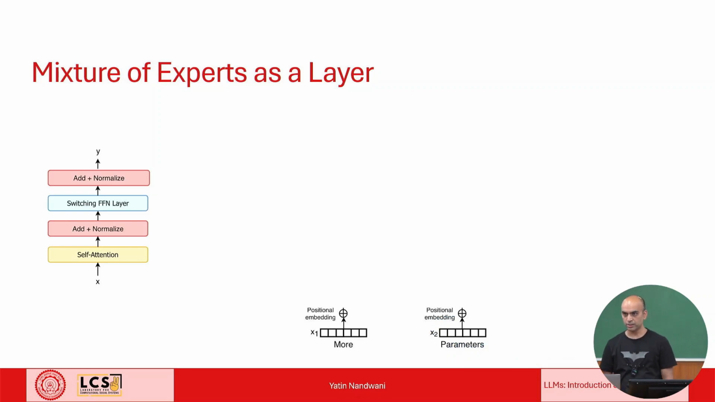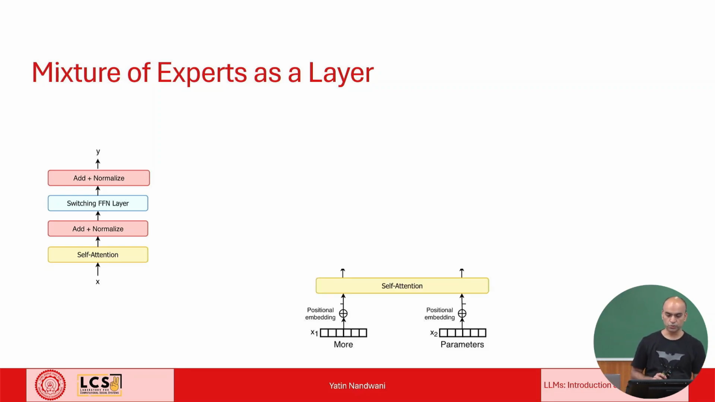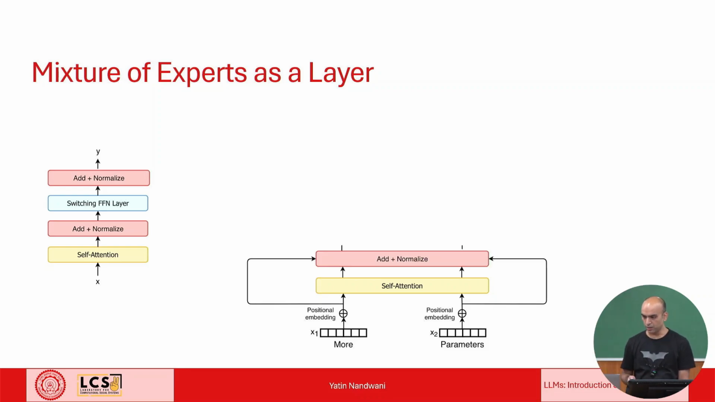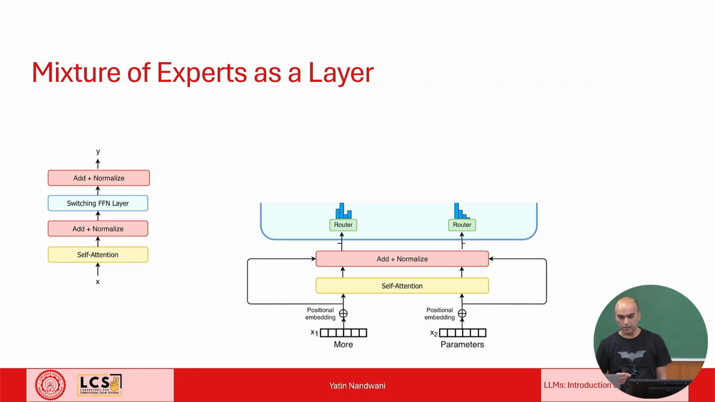Now let's run through a very simple example, where this input X is a sequence, "more parameters". It has two tokens. The first token is X1, which is "more", and the second token is X2, which is "parameters". We add the positional embeddings. It goes through the self-attention layer, where the embedding of each token is impacted by its neighborhood. Now we add and normalize. This is the residual connection. Now the embeddings of both "more" as well as "parameters" will pass separately and independently through the router.